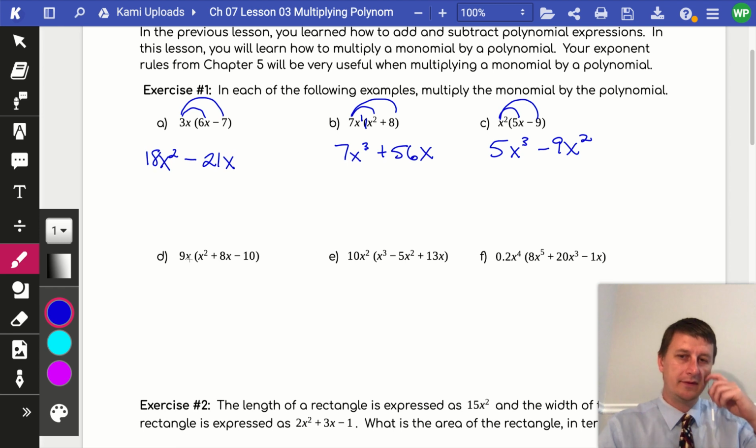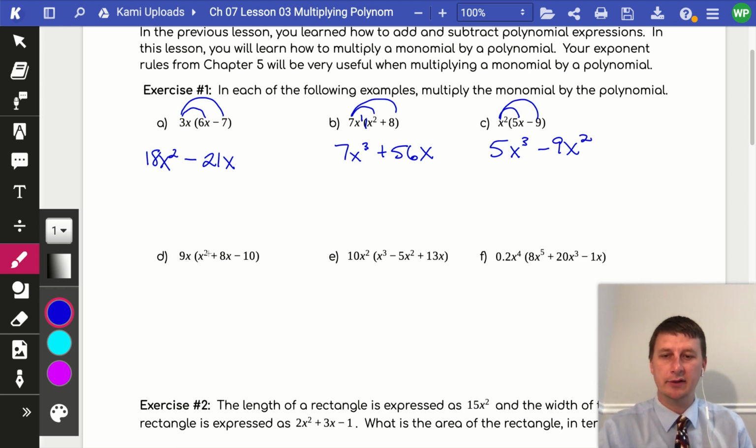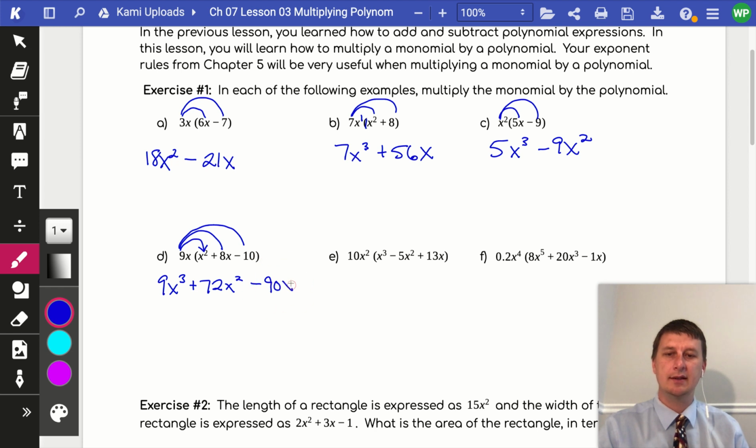And we have 9x. Now we're multiplying by a trinomial, to be more specific. It is a polynomial, but a trinomial, with more terms than a, b, and c. We have 9x times x squared, and that's going to give us 9x to the third power. Then we have 9x times 8x, and 9 times 8 gives me 72, and x times x is x squared. And finally, 9x times negative 10 is negative 9 times 10, which is 90x.